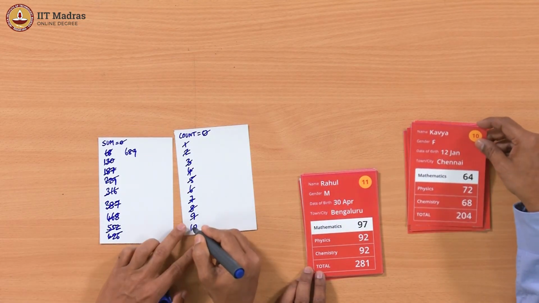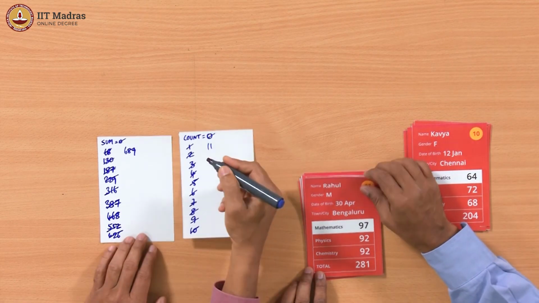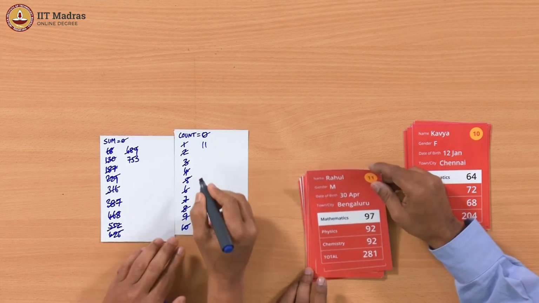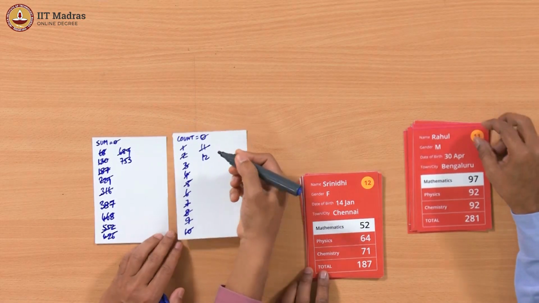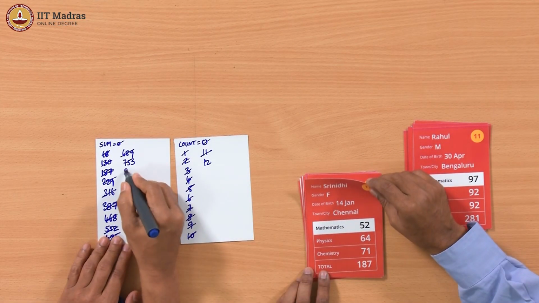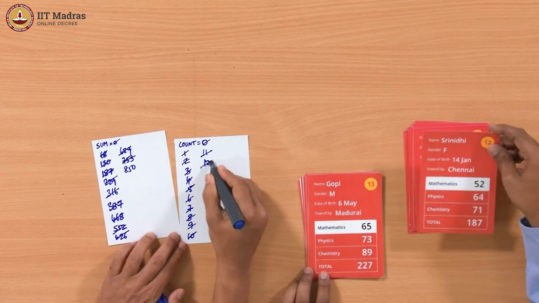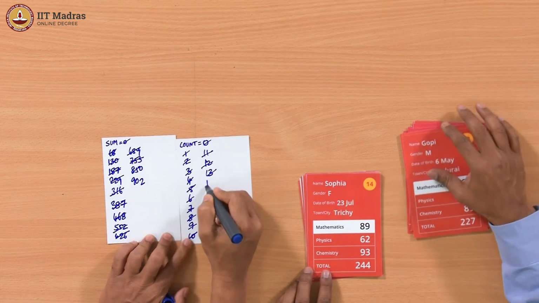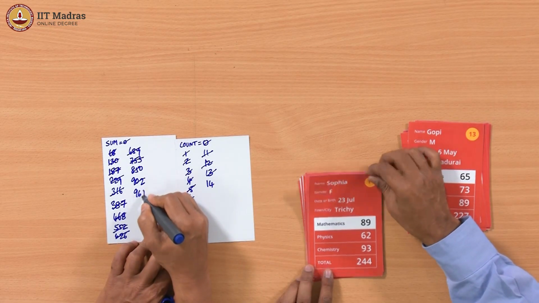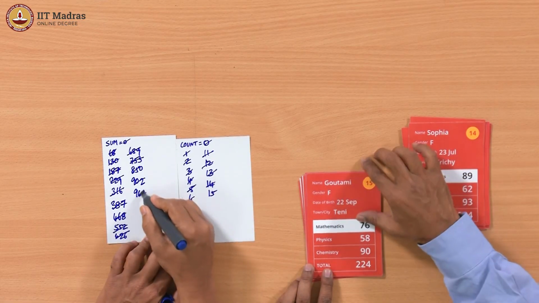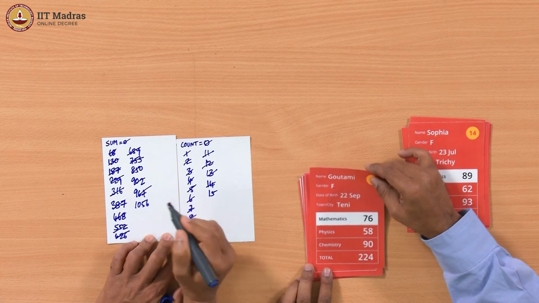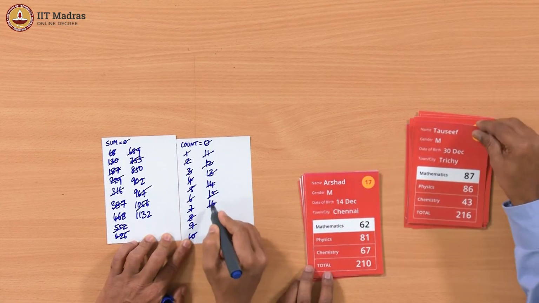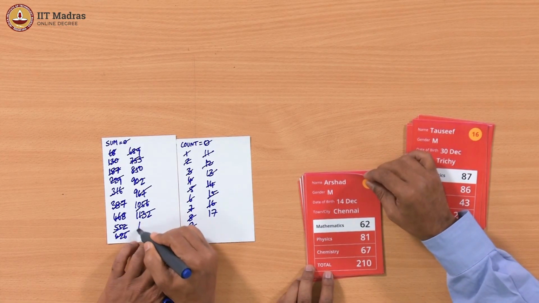64, so that's the 11th card, and that's 753. 97, that's the max candidate. 12th card, and that's 850. 52, 13th card, it's 902. 65, 14th card, and that's 967. 89, that's the 15th card, and that's 1056. 76, that's the 16th card, and that's 1132. 87, that's the 17th card, and that's 1219.